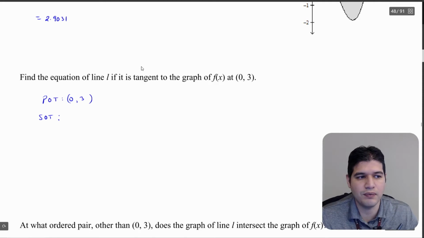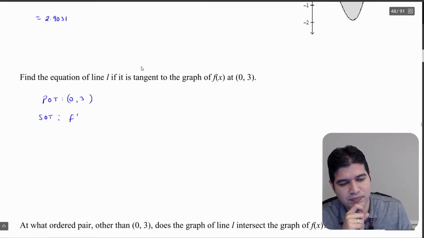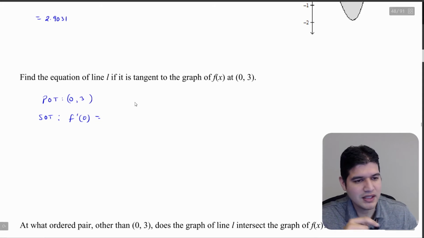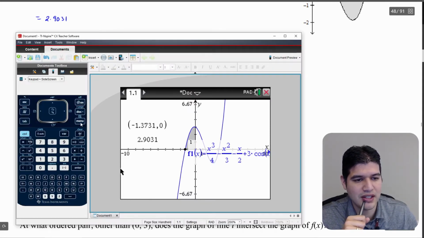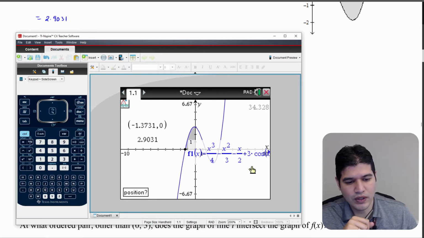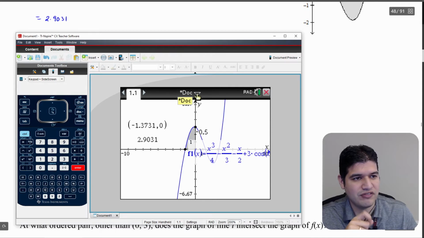The other thing we want is the slope of the tangent line. Well, how do we find slope? Well, we need the derivative at 0. So we're going to get f prime of 0. Since this is a calculator question, let's just go ahead and whip out the calculator and figure that out. That's going to be analyze graph, dy/dx, and we're going to find it at 0. So 0, enter, and I get negative 0.5 or 1/2.